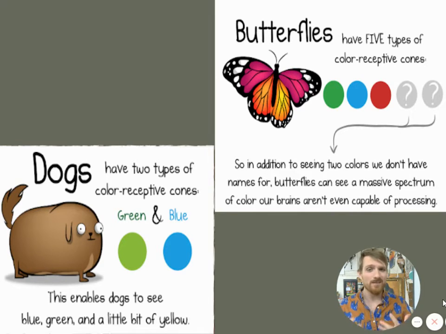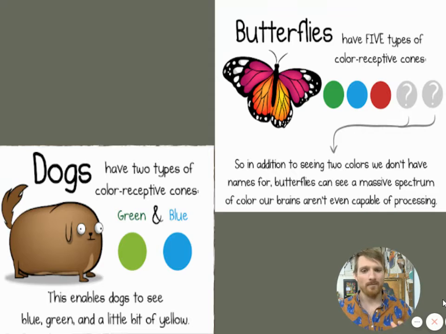Butterflies have 5 color receptor cones in their little eyes. And so, in addition to seeing all of the colors that we see, they have 2 other colors and then all of the massive spectrum of colors. And so, butterflies see the world in so much color that we can't even comprehend the world that butterflies see.